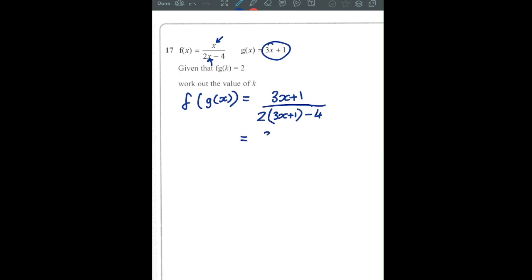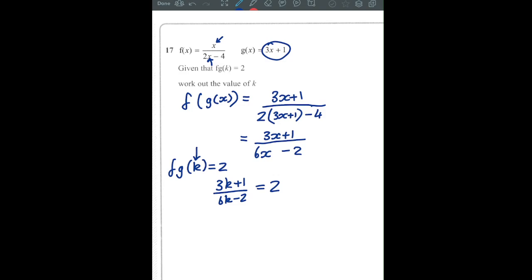I'm going to simplify the denominator, because I know I'm going to deal with this a little bit more later. That'll help me out. So I've got 2 times the 3x, 6x. I've got 2 times 1, but I've got to subtract 4. 2 times 1 subtract 4 gives you minus 2. So now I'm going to try and use the fact to find this k. This composite function we've been told is equal to 2, which means that composite I've just worked out, but with a k instead, 3k plus 1 over 6k minus 2 is equal to 2.